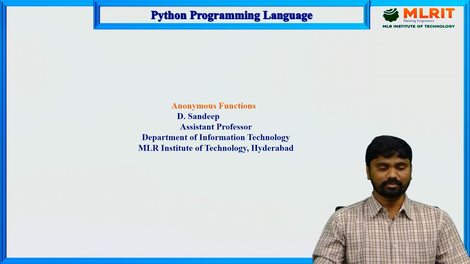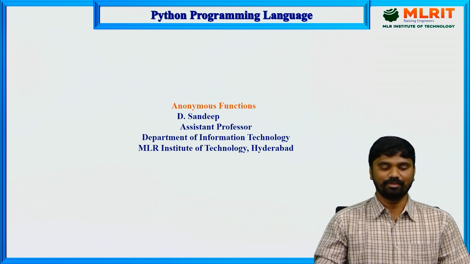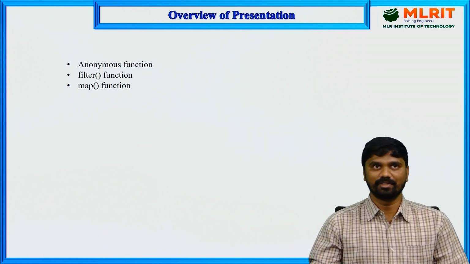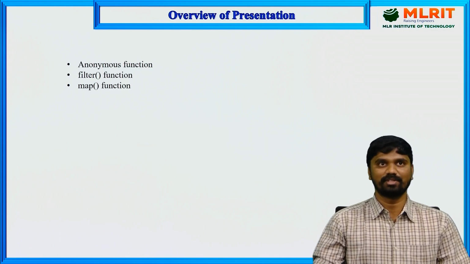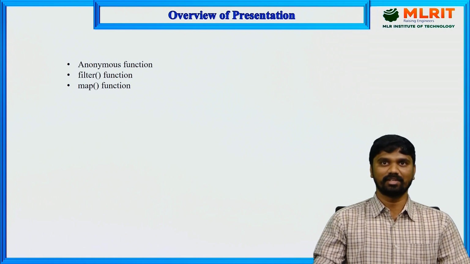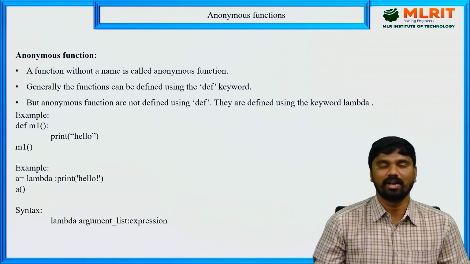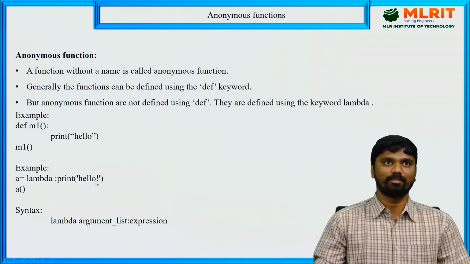Now after that we have one more function, which is the anonymous function. So today we'll discuss anonymous functions, and then we have the advanced functions, that is the filter function and map function. First we will see the anonymous function. What is this anonymous function?